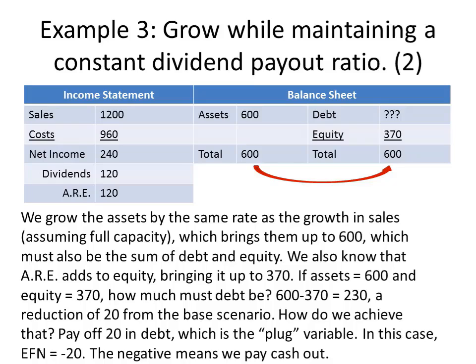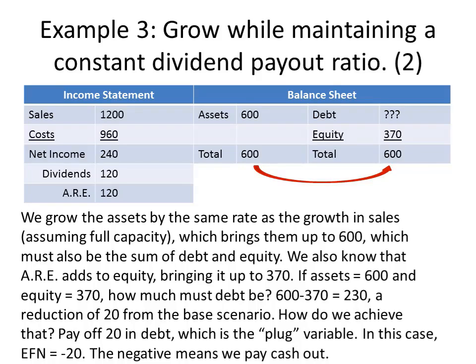Now we know that debt and equity also have to add to that same number. And so we know that our debt plus equity is going to be 600. We know also what the equity is going to be in the new scenario, because we know that previously equity was 250, and now we're going to add that 120 in addition to retained earnings to make our new level of equity 370.